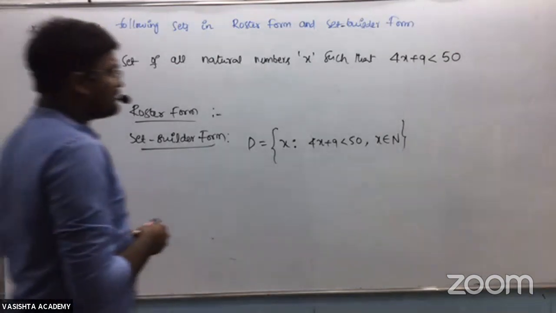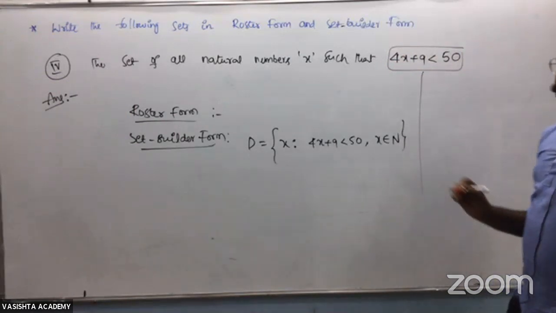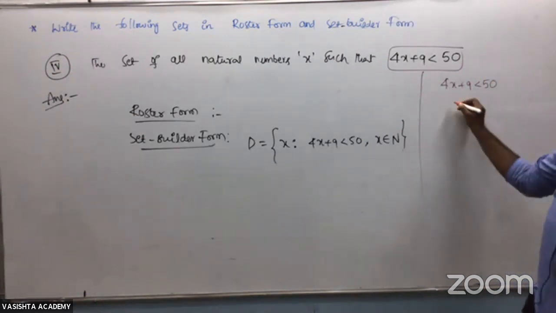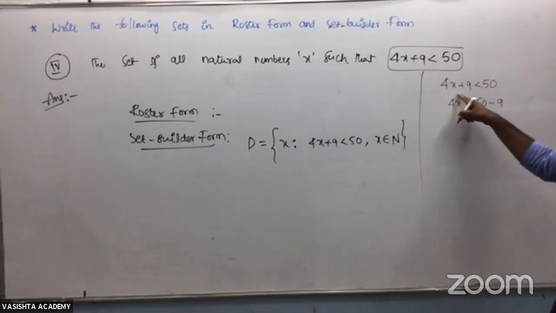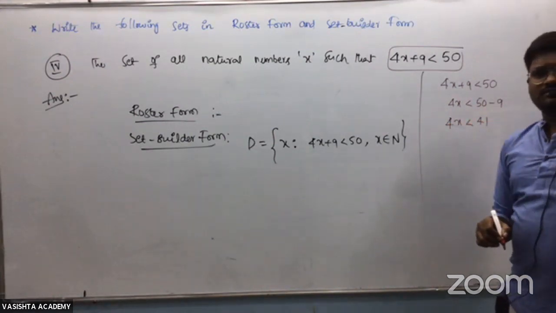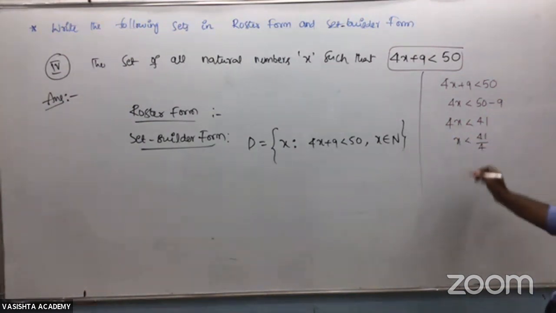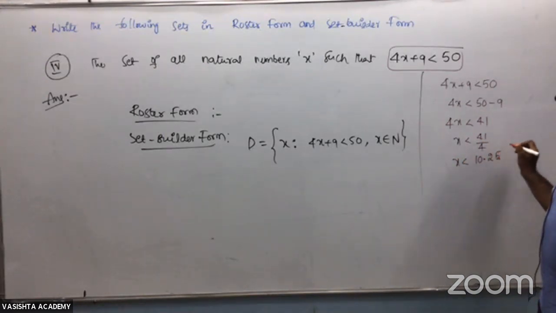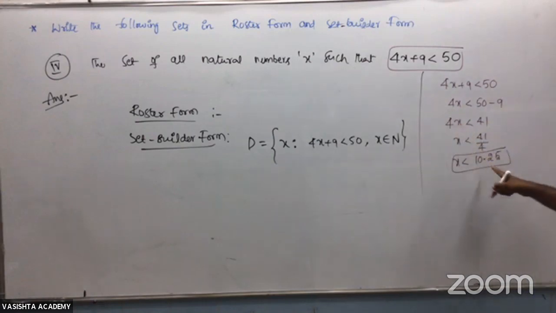Okay, listen, if you are unable to solve this question, first we have to solve this inequality. I already told you, 4x plus 9 less than 50. Can I write it as 4x less than 50 minus 9? I am just subtracting 9 from both sides. 4x less than 50 minus 9, 41. Divide both sides by 4. So x less than 41 by 4, what is 41 by 4? 10.25.